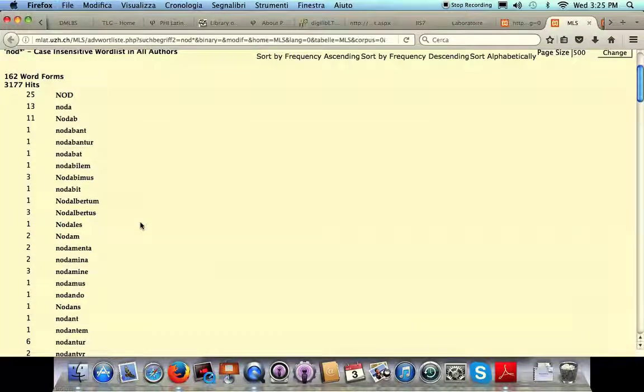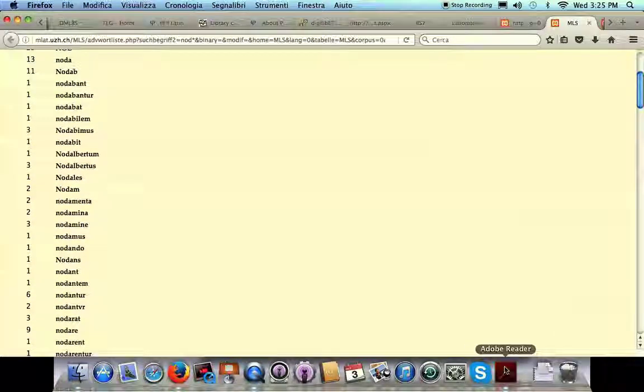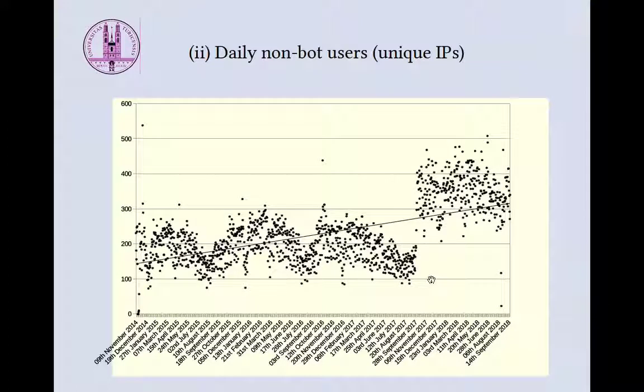Here you see some user statistics from the past 5 years. You see that they are rising. Currently, we're at slightly more than 300 individual non-bot users per day, which for Latin texts is quite high, I believe, and it is rising.